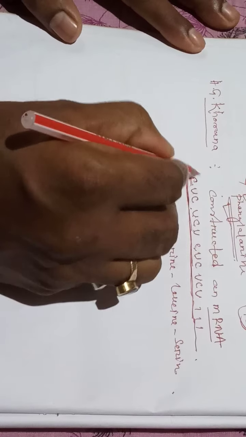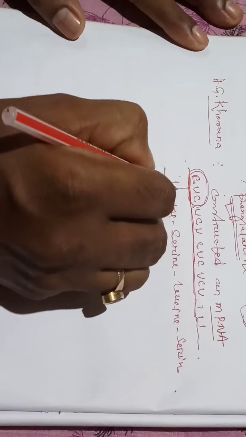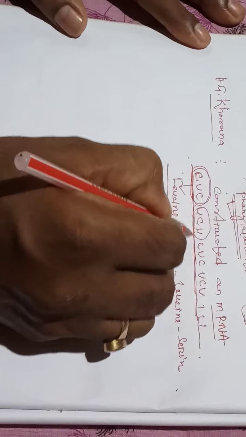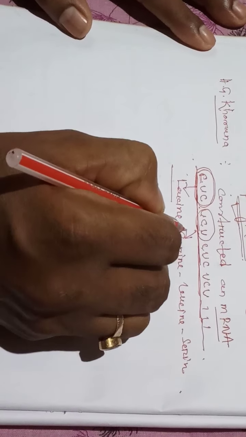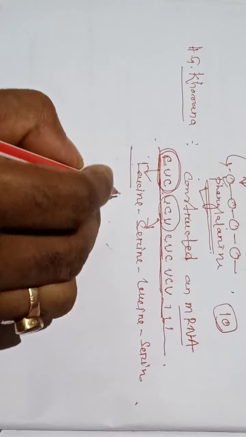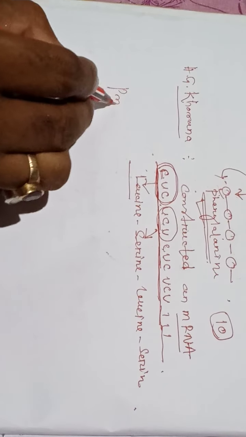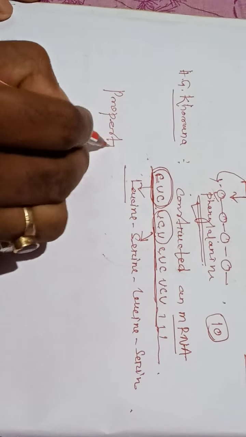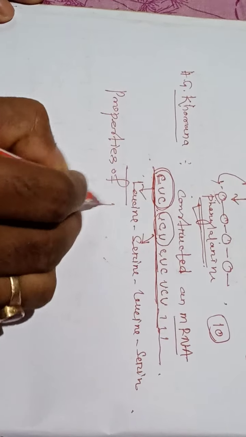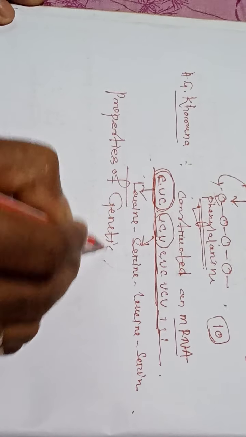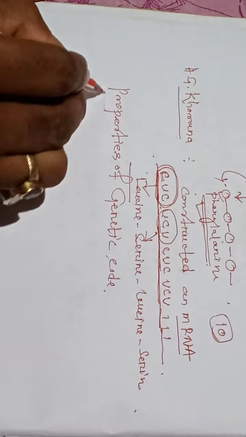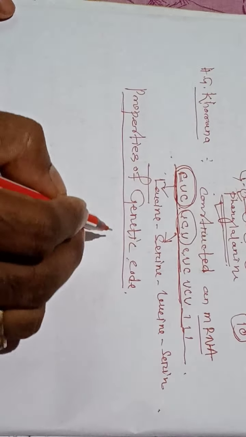So the CUC codon codes for leucine, and UCU codes for the amino acid serine. In this way, they deciphered the genetic code. Now we'll discuss the properties of the genetic code. The genetic code has certain well-established properties, so let's have a discussion.